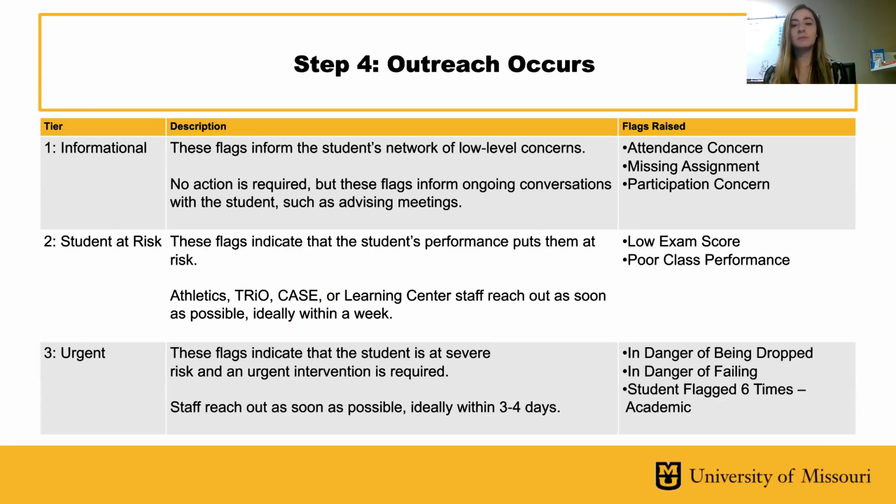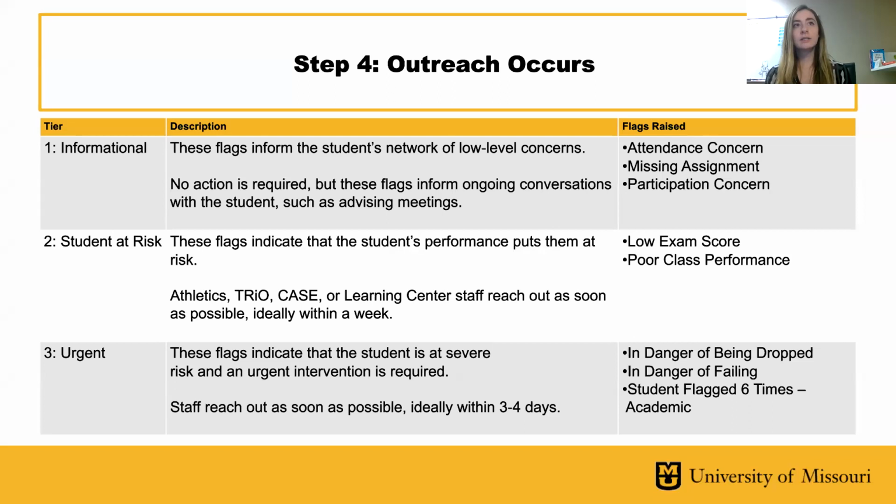For part 4, this is all about the outreach process. So as we mentioned earlier, we have broken down the flags into a tier system. And so the tier system also informs who is performing outreach for these flags. So for tier 1, these don't actually have an action that is required, but they inform the ongoing conversations. And also the student does receive an email when these flags are raised. That does include some resources that they can utilize and always encourages them to talk to their TAs and instructors.